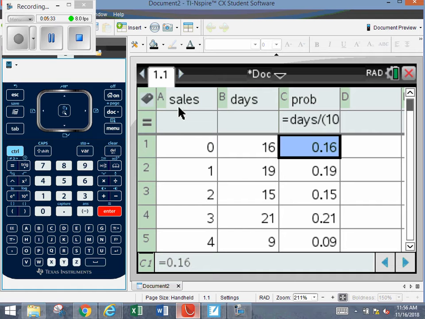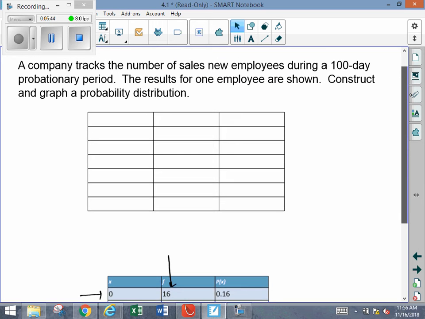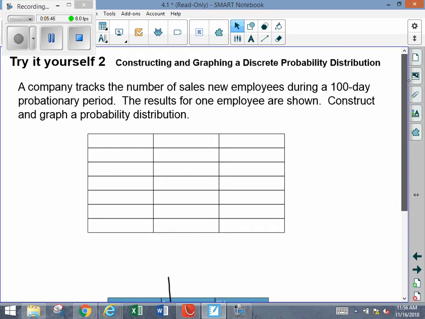All right. So, there we go. We did that. We constructed that. Okay. So now, I do believe, did it ask for a graph? It did. Construct and graph. Let's go ahead and graph it as well.